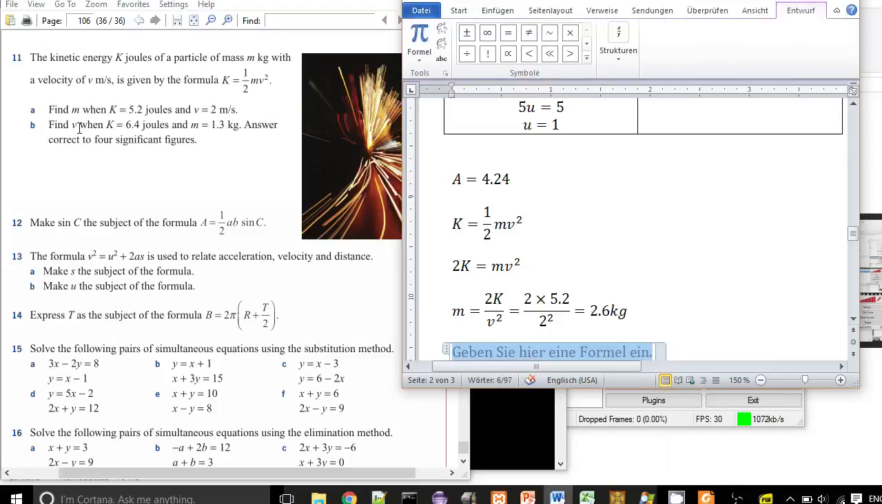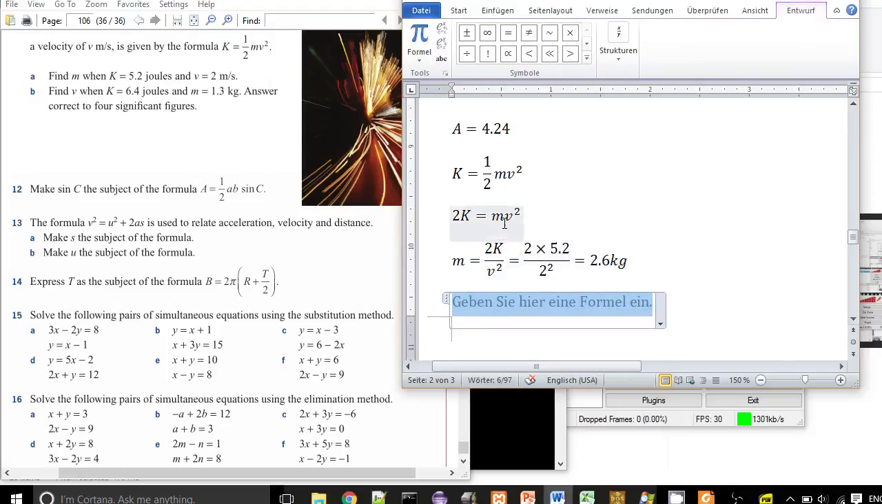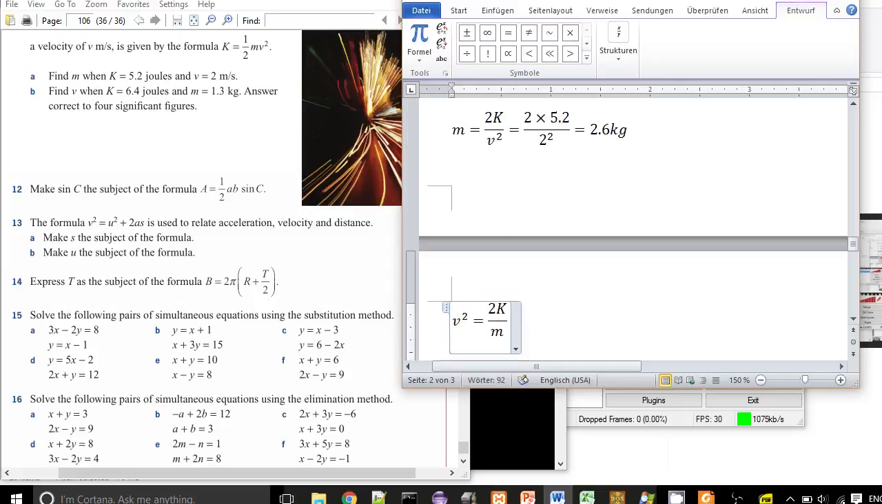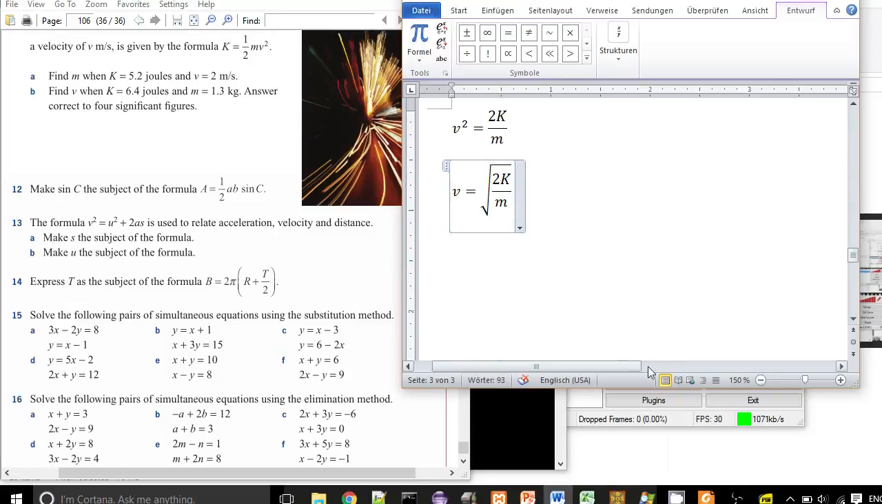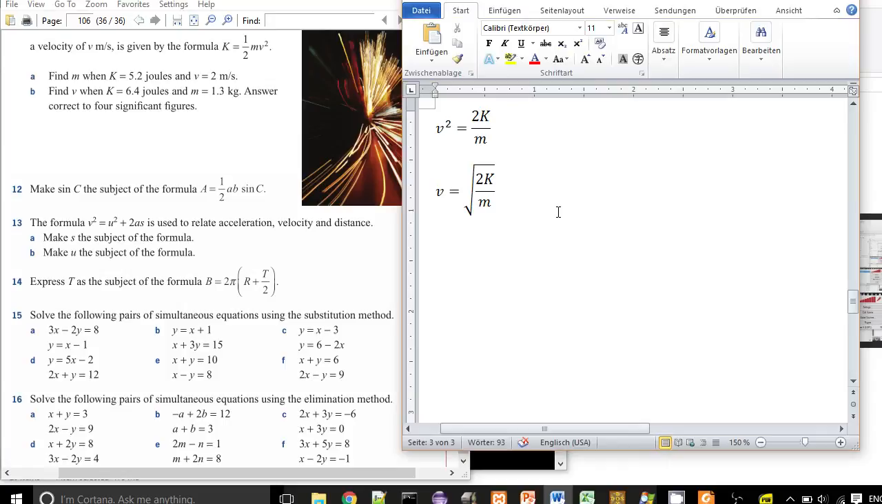So let's quickly do the other one. This one we're finding v, so we need to make v the subject from here. Or we can actually use this one, because the first step will be to double. We'll do that anyway. Now we need to divide by m. So v squared equals 2k over m. Alright, now we need v by itself. So now we need to square root. And we have the square root of 2k over m. Perfect. Okay, so that's it. Let me bring this down a bit. Now we can apply it.